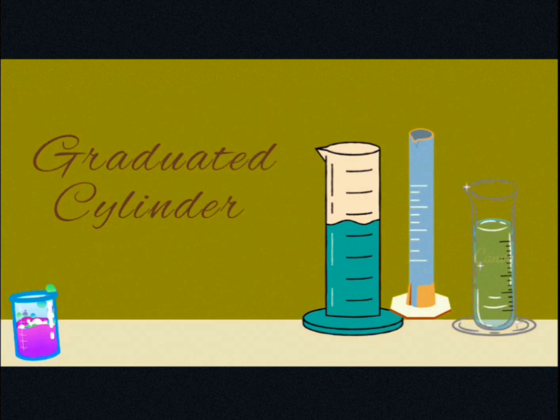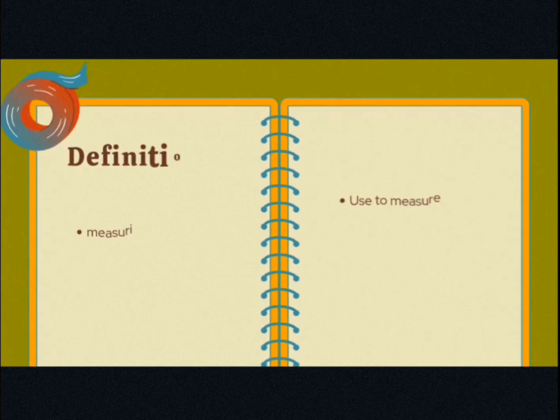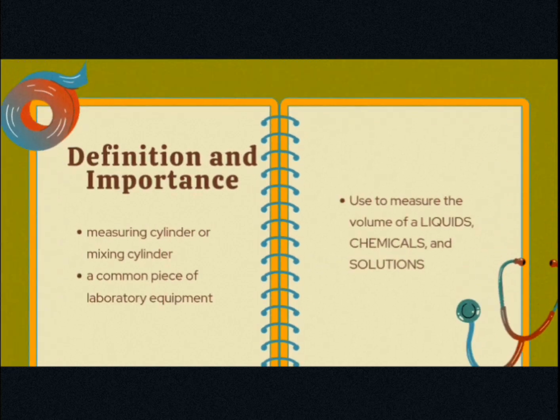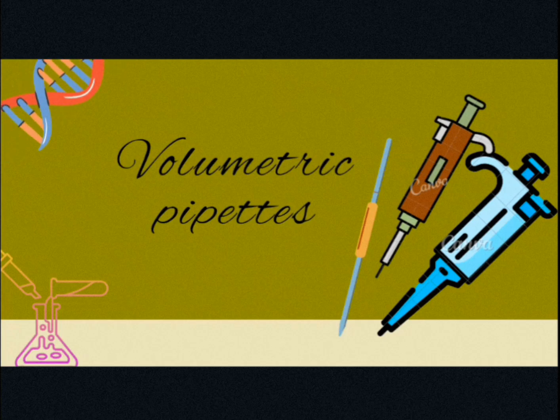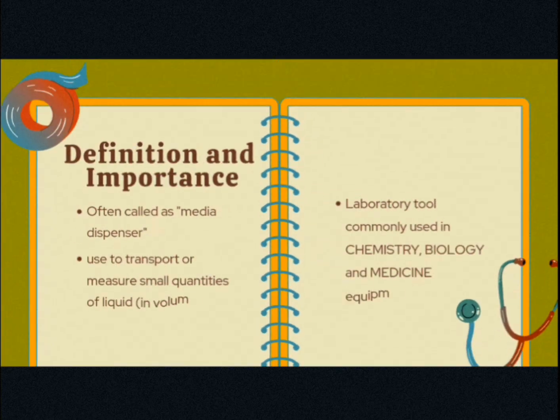So the next is the graduated cylinder. It's a measuring cylinder or mixing cylinder, a common piece of laboratory equipment used to measure the volume of liquids, chemicals, and solutions. Next is the volumetric pipette, often called a media dispenser, used to transport or measure small quantities of liquid in volumes of ml or microliters. A laboratory tool commonly used in chemistry, biology, and medicine.